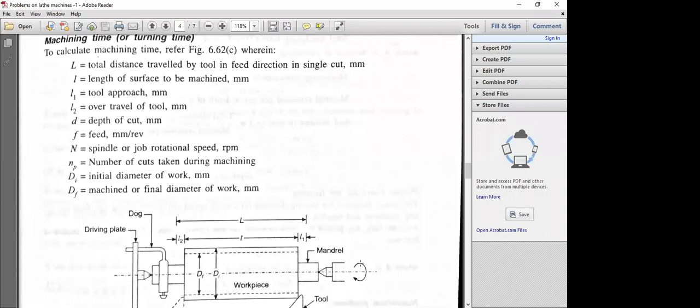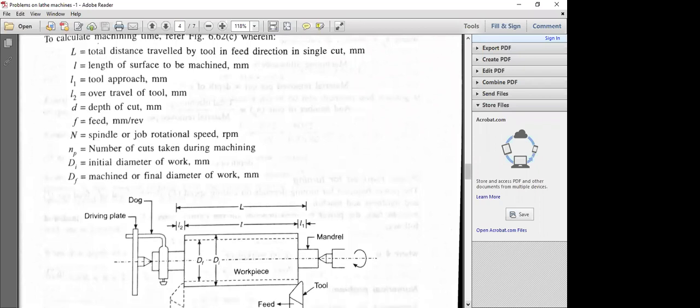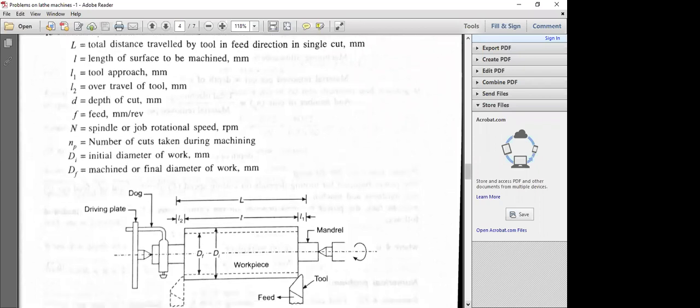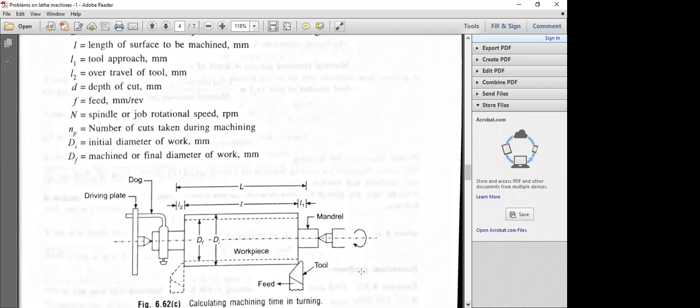This is the mandrel. It will be rotating, and the spindle will be rotating in the anti-clockwise direction. We have the driving plate and the dog. These are the lathe accessories, and the tool feed will be in the longitudinal direction towards the job.